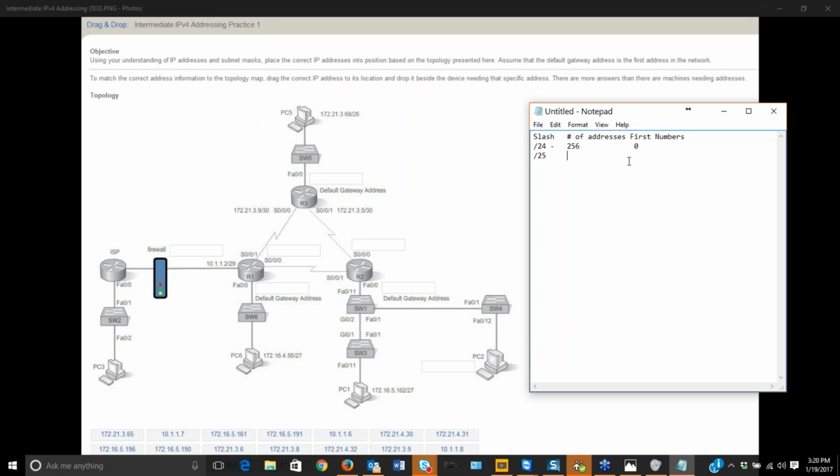Then it's /25. You said there are 128 addresses per block? Yep. So the first number is a 0. Here's how you do the formula. You add the number of addresses, so the first numbers of your octets are 0 and 128.